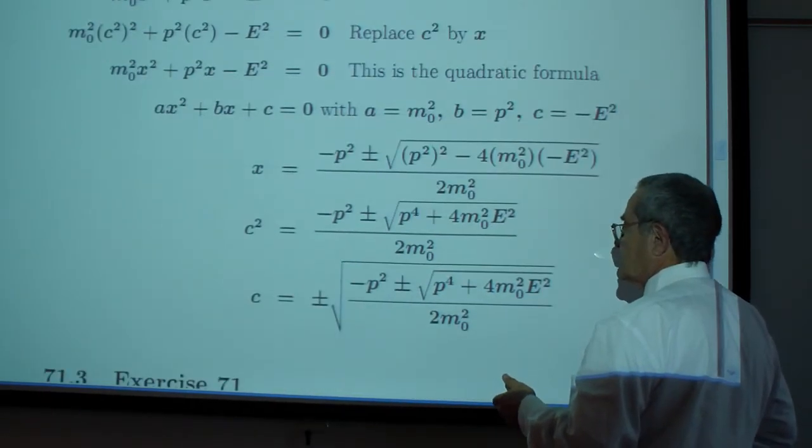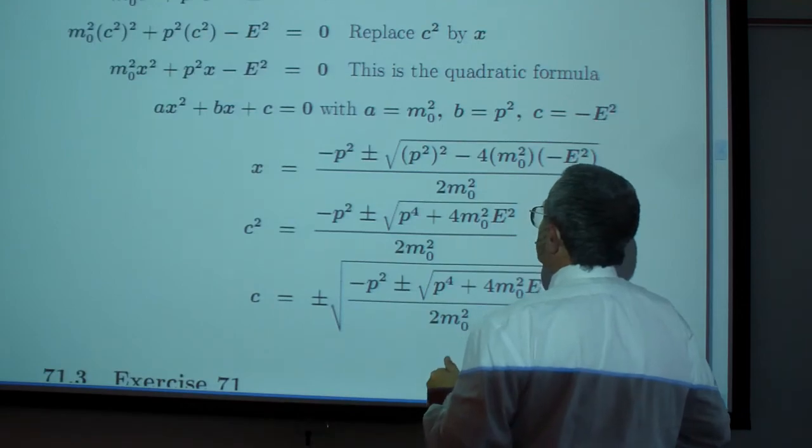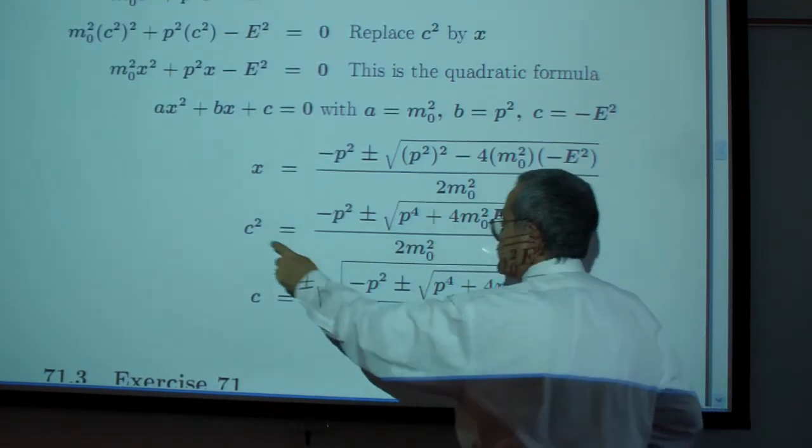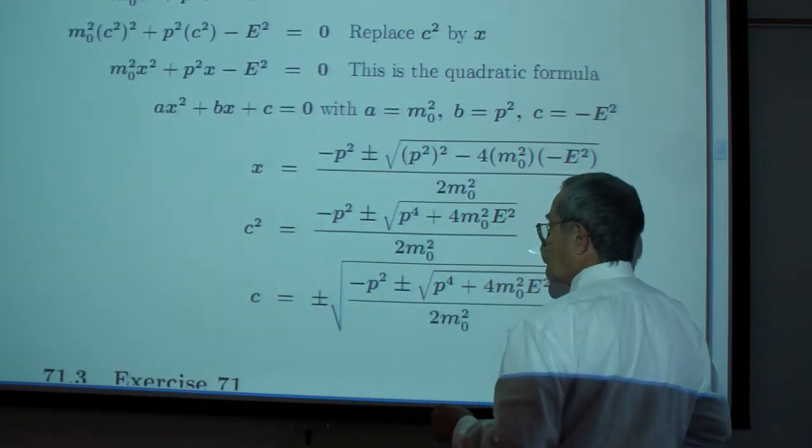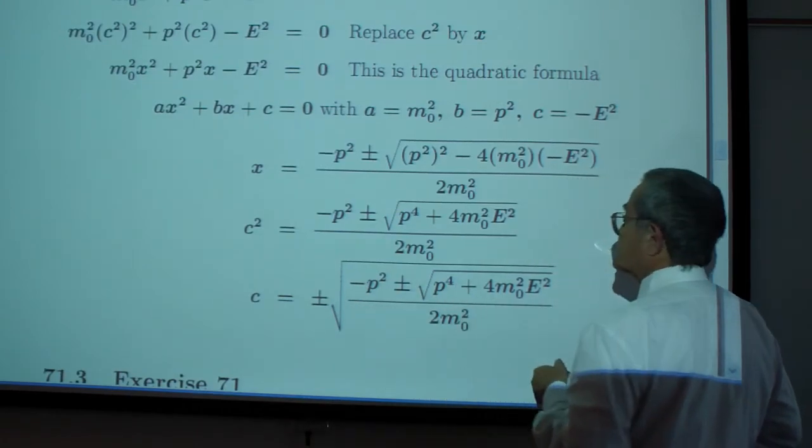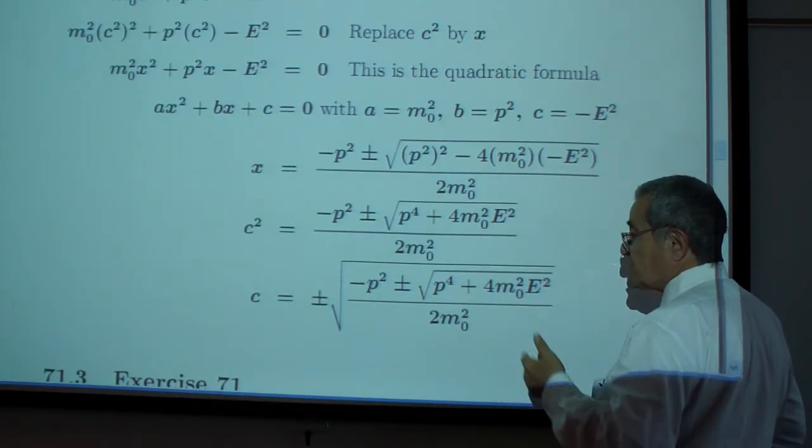And when we crank it out, we have a square root here. We get another square root if I get c by itself. So I got square root of square root, which I guess you have to live with.